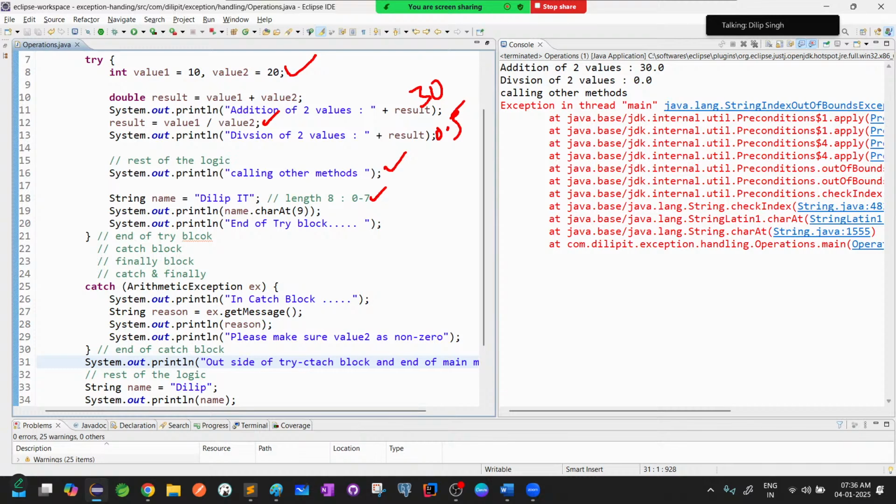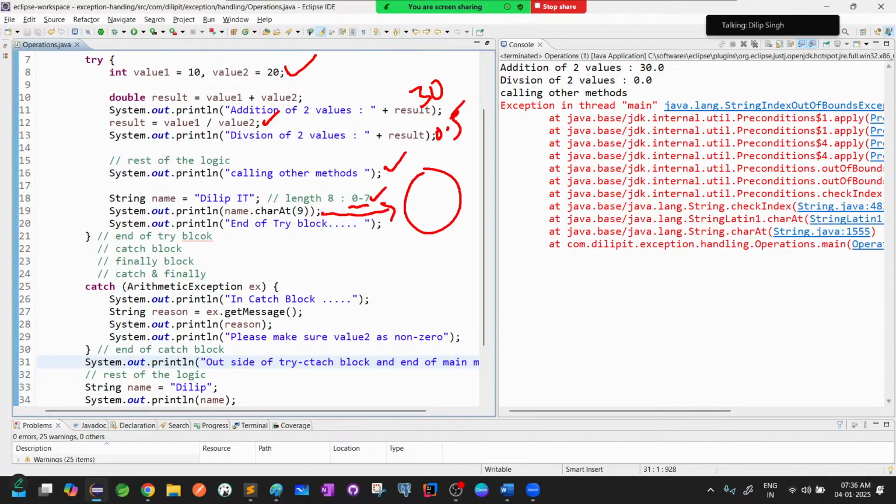It will come to the next line, and it will come to this line also. That means the name variable is assigned with Dilip IT, and then you are saying character at ninth position, but actually you have only 0 to 7 indexes. There is no ninth index. Then JVM found you gave an invalid index out of the range. So immediately JVM will create an exception here. What exception is it creating?